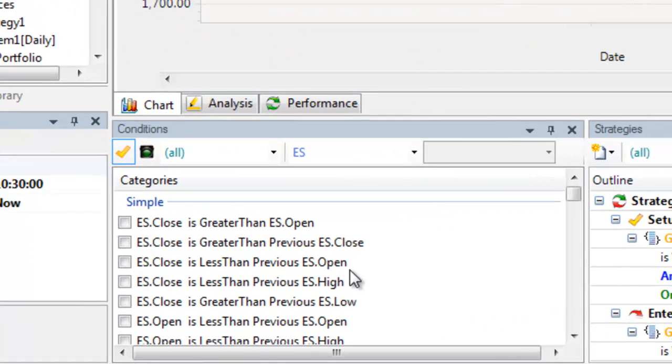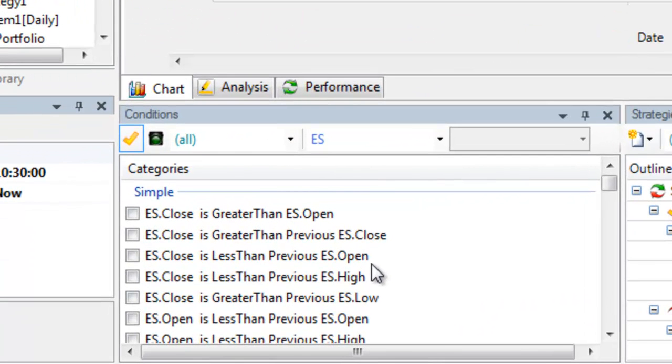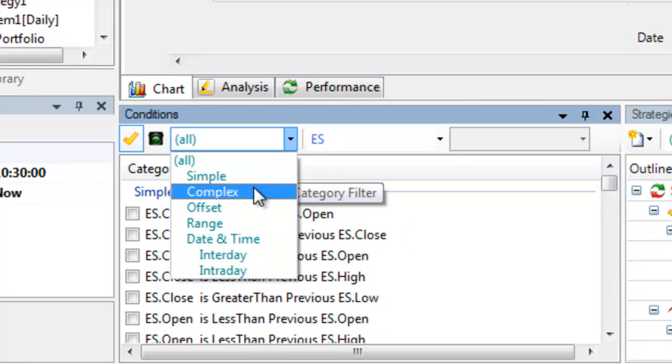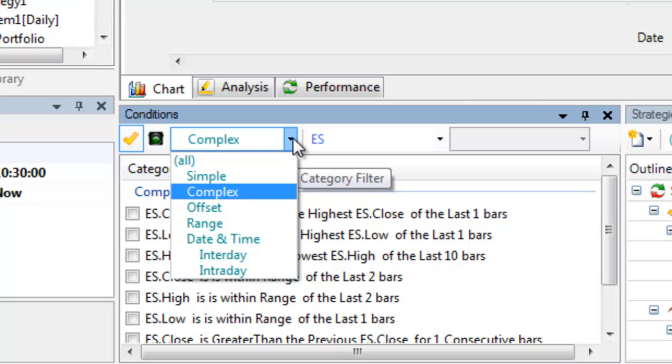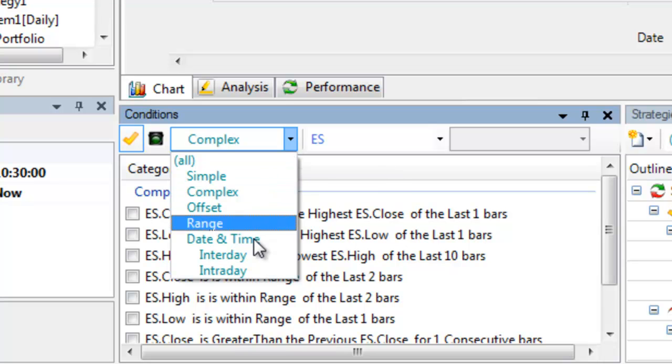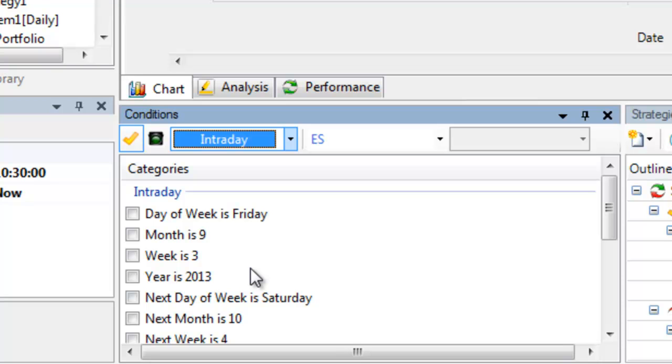I'm not going to go over all of these, but it's really fascinating what this does. It analyzes the bar and gives you all the true conditions. So the close is less than the previous open, the close is less than the previous high, the close is greater than the previous close, etc. And there are a lot of other categories. Again, I'm not going to go over all of these, but it will tell you, for example, that the high is less than the lowest high of the last 10 bars, if you want to go with complex conditions. It'll give you conditions if you have an indicator on there, and it'll provide all of those. And then it also has intraday, daily, and time frame seasonal conditions, if you will.